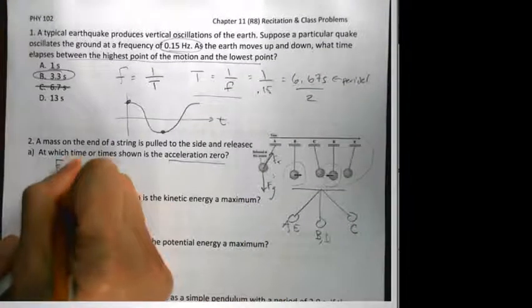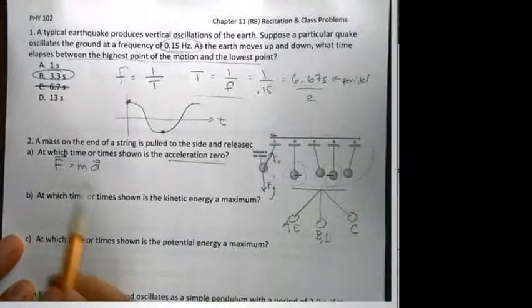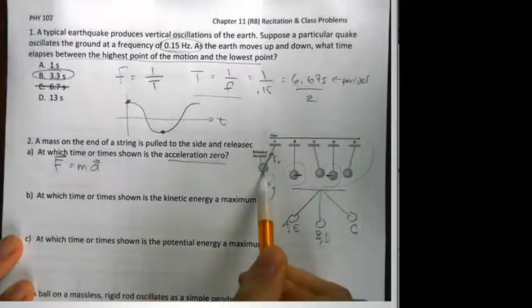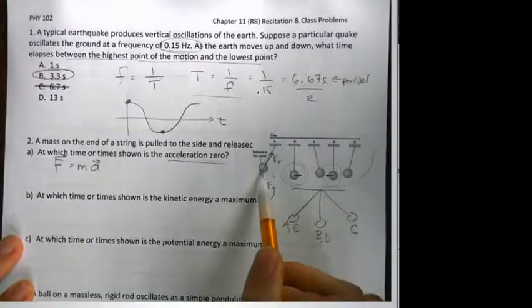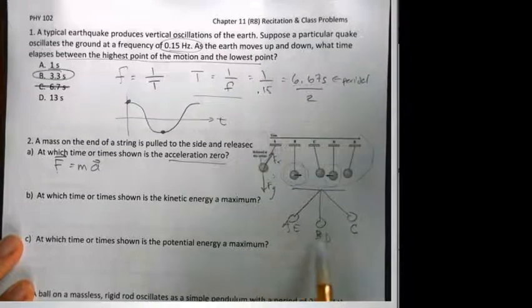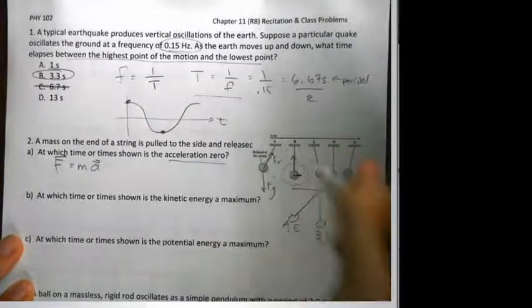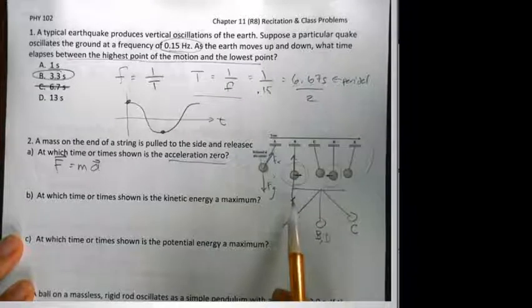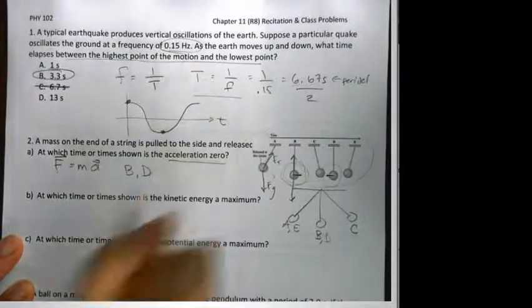Since we know that force is mass times acceleration, whenever there is a net force, there is a net acceleration. Anytime this pendulum is displaced from its equilibrium position, there will be a net force. Right here, there is a tension force that points up and a gravity force that points down, and these 2 are equal and opposite and cancel. So this is B and D.